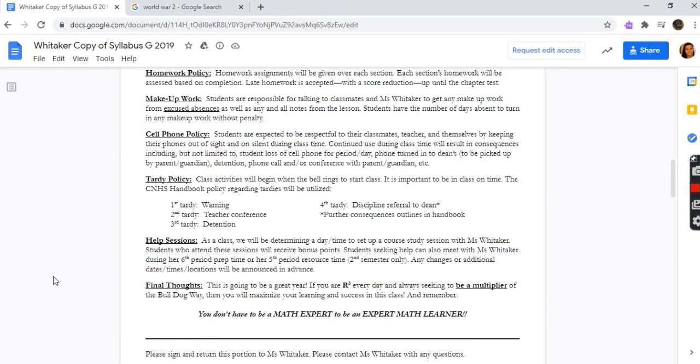Help sessions. As a class, we will be determining a day and time to set up a course study session with Mrs. Whitaker. Students who attend these sessions will receive bonus points. Students seeking help can also meet Mrs. Whitaker during her 6th period prep time or her 5th period resource time, second semester only. Any changes or additional dates, times, and locations will be announced in advance.